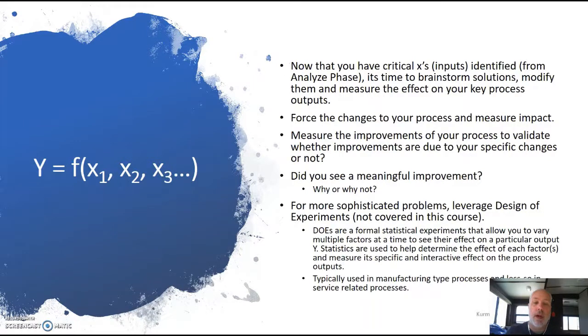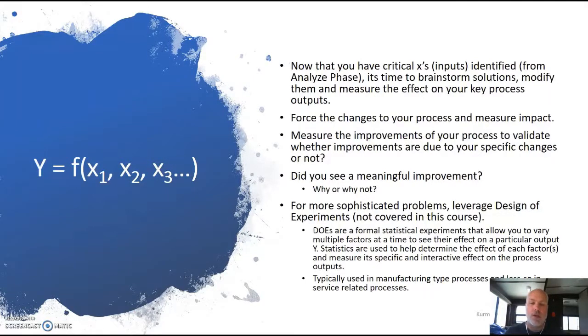And so what we want to now do is to brainstorm all the possible solutions that could help solve some of these root causes, help fix these critical X's. Because if you fix them, remember that's the hypothesis, that is what's going to impact your process in a positive way. So the improve phase is all about forcing these changes to your process.